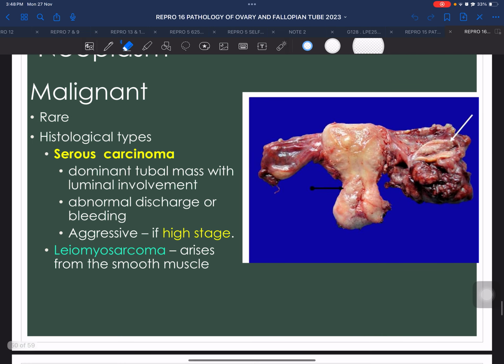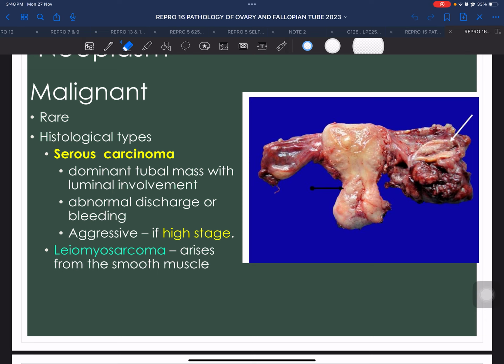Okay, the malignant neoplasm of the ovary is the serous carcinoma. That is the commonest type. It has two types, low grade and high grade, because of the different molecular pathways. Right? Morphologically, you will see a mass at the fallopian tube, and the patient can present with abnormal discharge or bleeding, and it can be very aggressive. It is a high stage tumor. Okay.